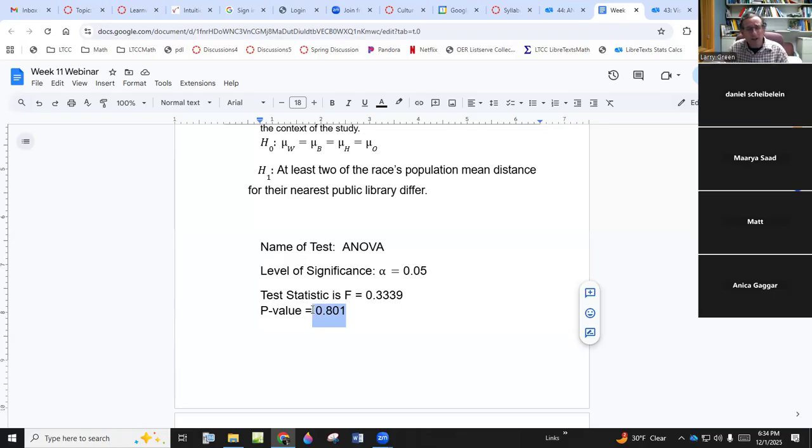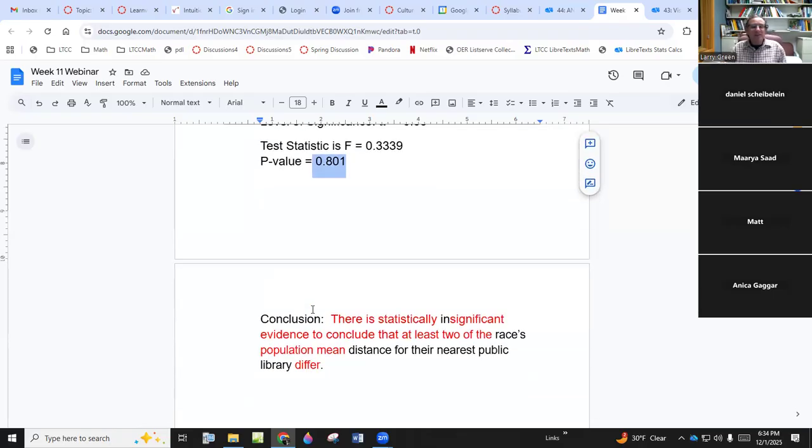That's a huge p-value. Okay, so the conclusion is there is statistically insignificant evidence to conclude that at least two of the races' population mean distance from their nearest public library differ. Okay, so I'm going to say it again. I'm going to say certain words loudly. There is statistically insignificant evidence to conclude that at least two of the races' population mean distance from the nearest public library differ. Why did I say those words loud?